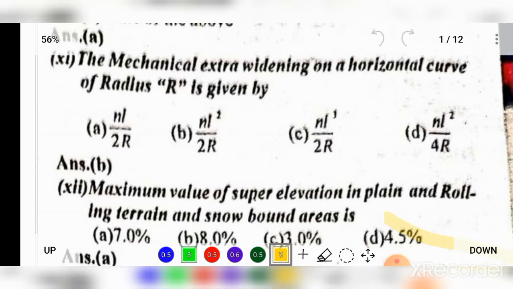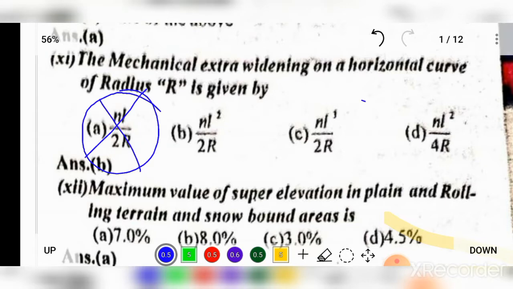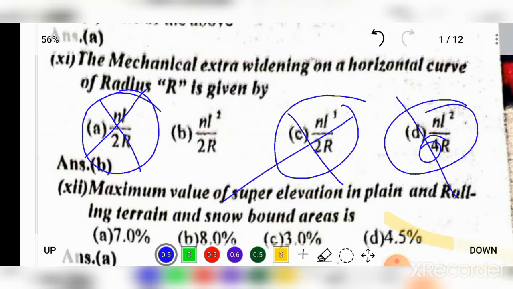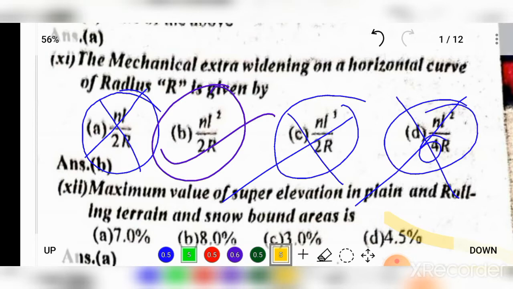First question says the mechanical extra widening on a horizontal curve of radius r is given by option A, option B, option C and option D. If you talk about option A, there is no squaring, that's why it is neglected. Option C, it is cube, neglected. Option D, upon its 4, neglected. That's why we have option C is a correct answer. Okay, option C is a correct answer, right? Sorry, option B is a correct answer. Now, come to the next one.